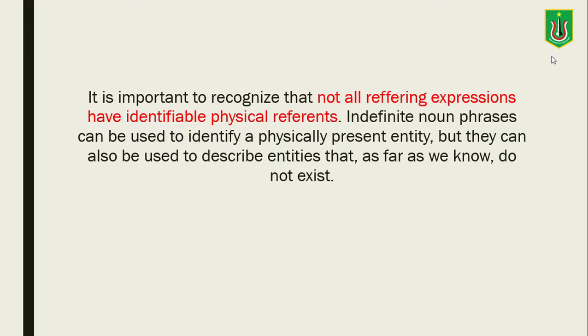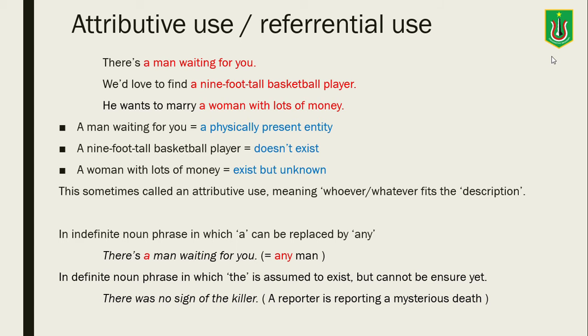It is important to recognize that not all referring expressions have an identifiable physical reference. Indefinite noun phrases can be used to identify a physically present entity, but they can also be used to describe entities that, as far as we know, do not exist. This is attributive use or referential use. Take a look at these sentences.